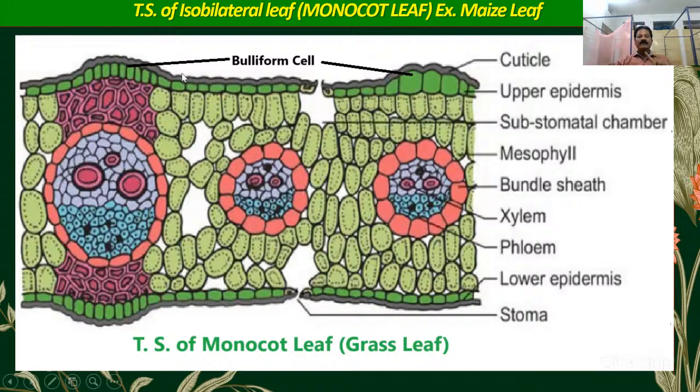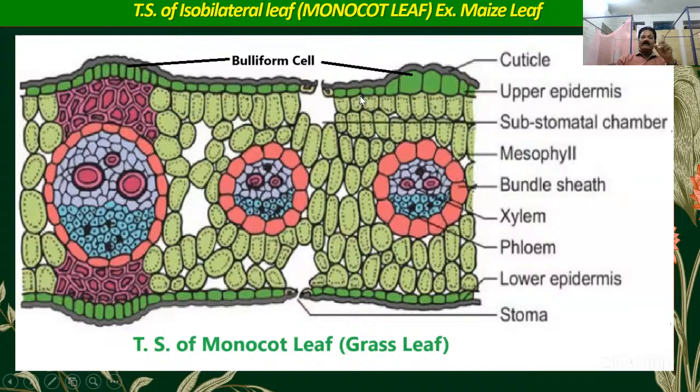Comparatively, in dicot leaf, a thin cuticle was there, a waxy layer that is made of cutin. Thin membrane was there in dicots. But in monocots like grasses and maize in sugarcane, you can find a thick cuticle. Thick cuticle could be seen. So this is about epidermis.